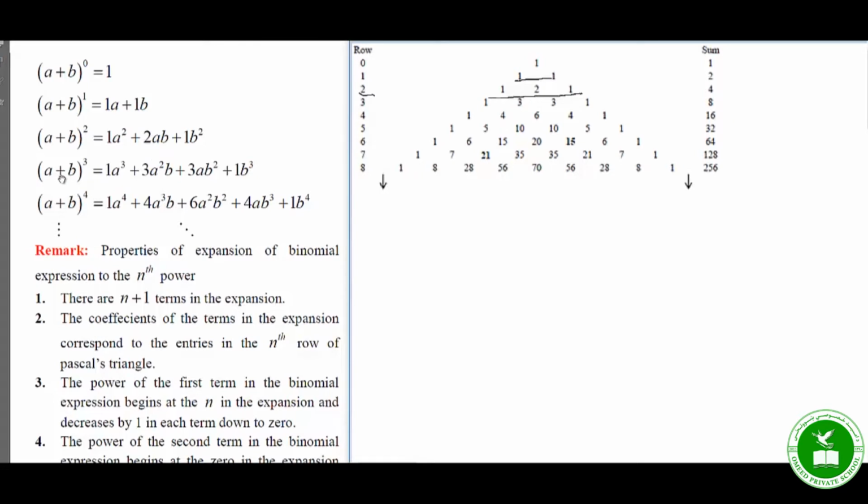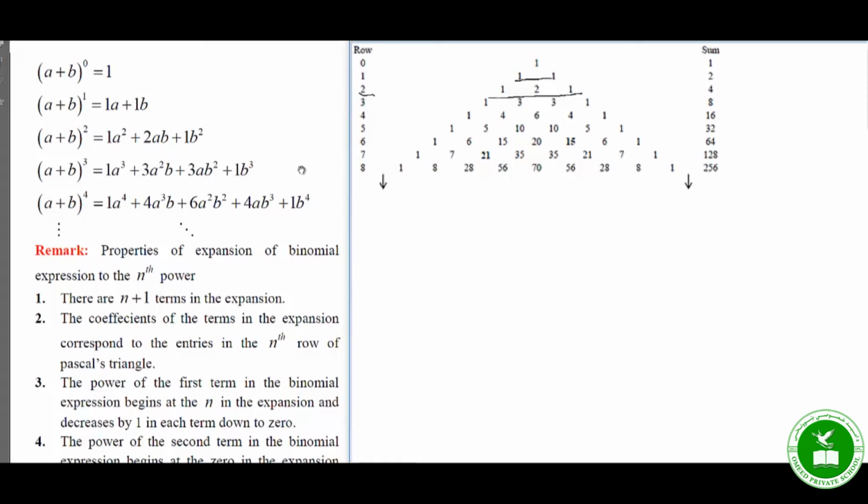And how about (a + b) to the power of 4? If you expand it, you will get a to the power of 4 plus 4a cubed b plus 6a squared b squared plus 4ab cubed plus b to the power of 4. It means if you multiply (a + b) by itself 4 times, you will get this. This is the expansion of this binomial expression. What are the coefficients here? 1, 4, 6, 4, 1.